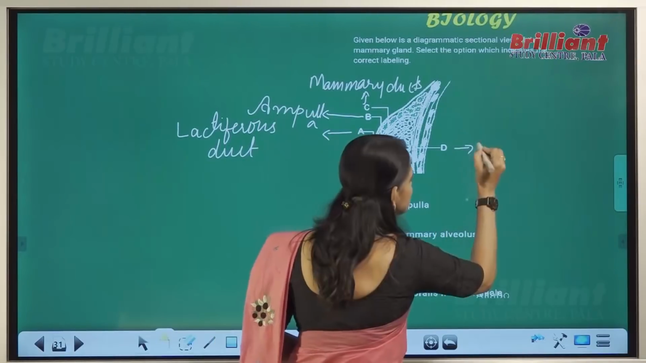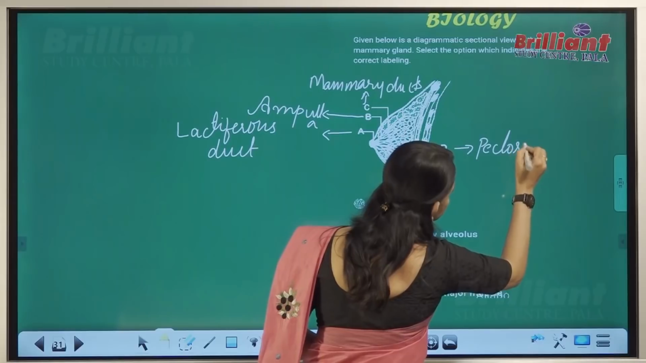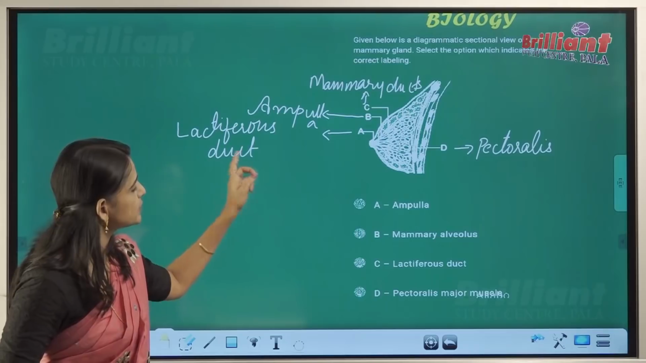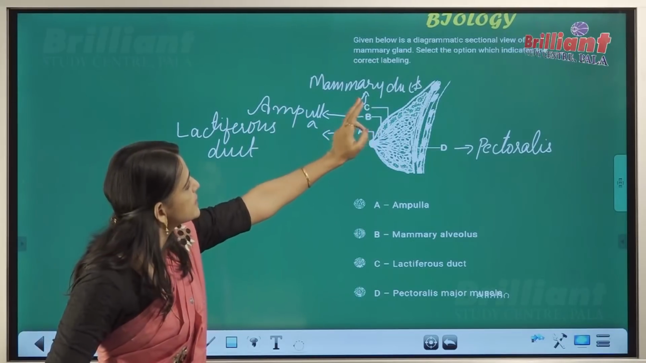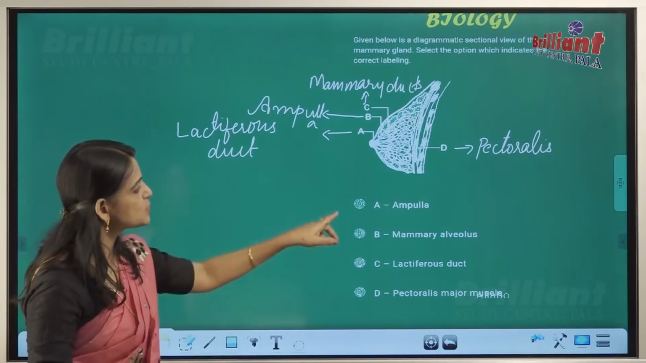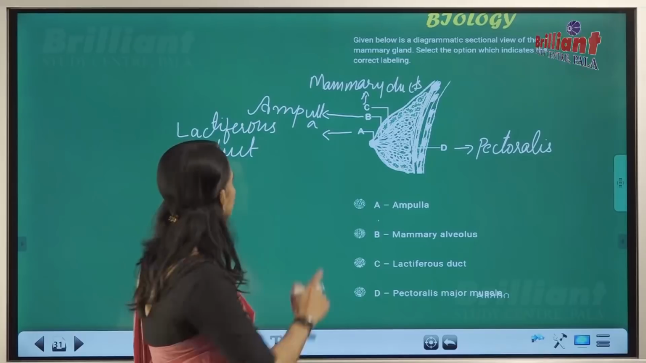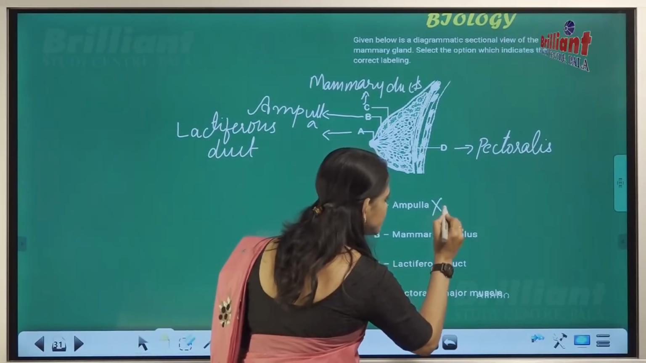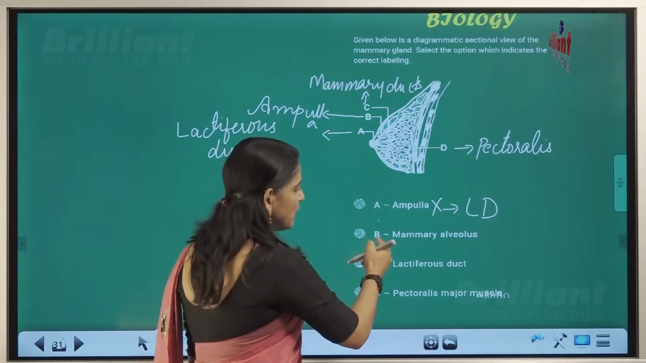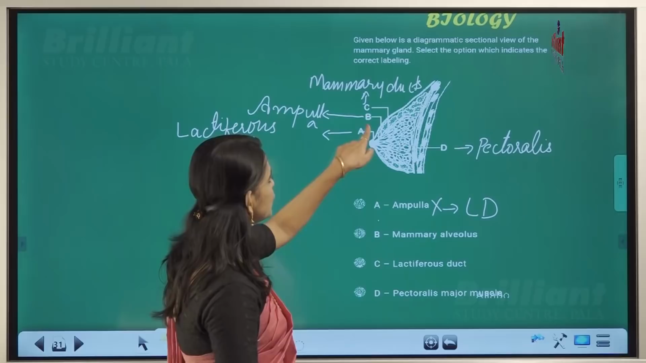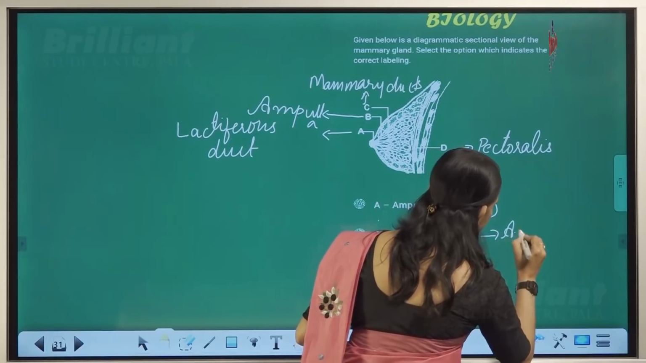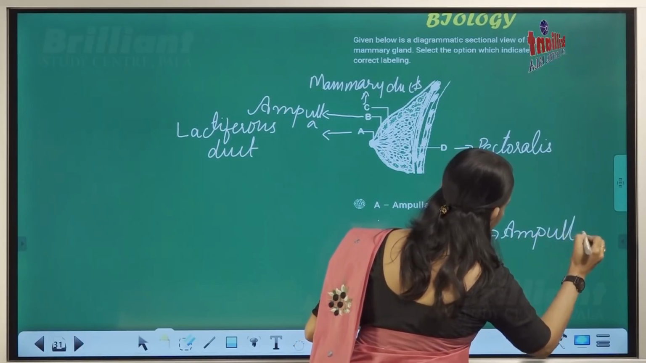D indicates pectoralis. Okay, so once again, A indicates lactiferous duct, B indicates ampulla, C indicates mammary ducts, and D indicates pectoralis. Now look into the options. They are telling A is ampulla. No, what is A? A is lactiferous duct. I'll write it as LD, lactiferous duct. B indicates mammary alveolus. What does B indicate? B indicates ampulla, so that is also not correct.